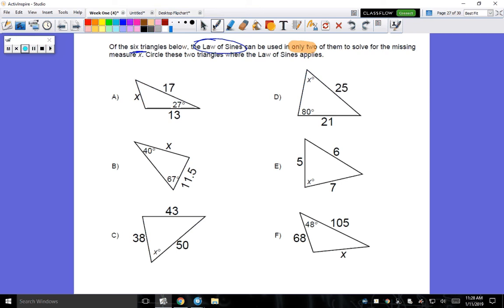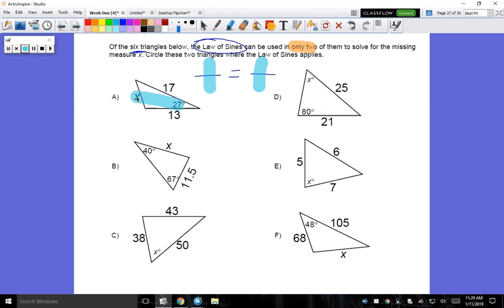Here we go. This is how you can do it. Look up here for the visual. Law of sines is 2 pairs: side, angle, side, angle. You with me? Visually, this angle is going to shine the light on x.